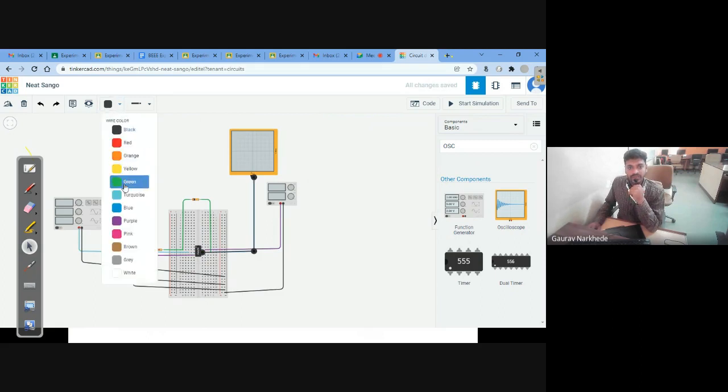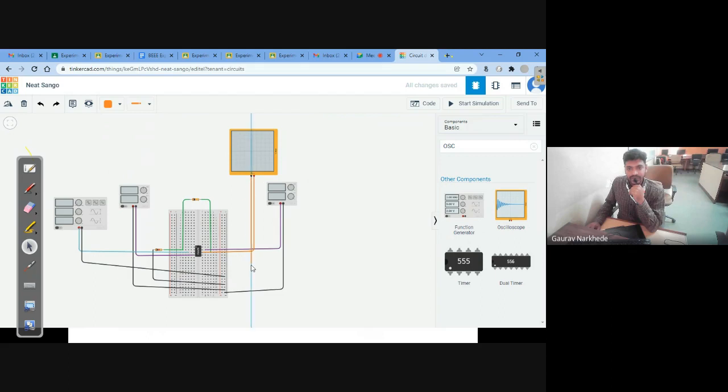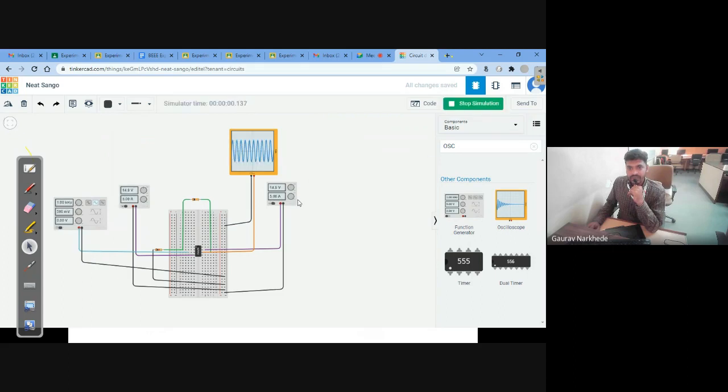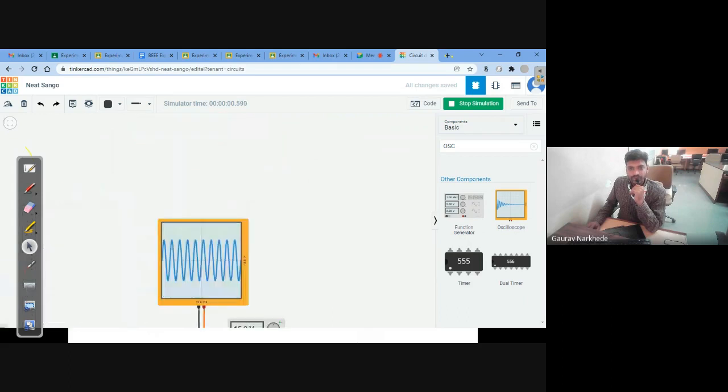This is your output, and this negative I am connecting to ground. So this is your ground pin. Okay. This I will do in black color. Time per division is 1 millisecond. This is 1 kilohertz frequency. Great. So I'm getting the output. Let me zoom for you.